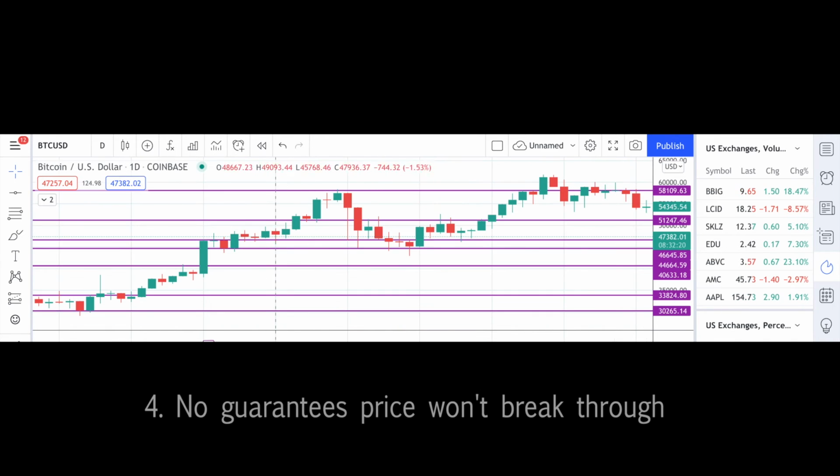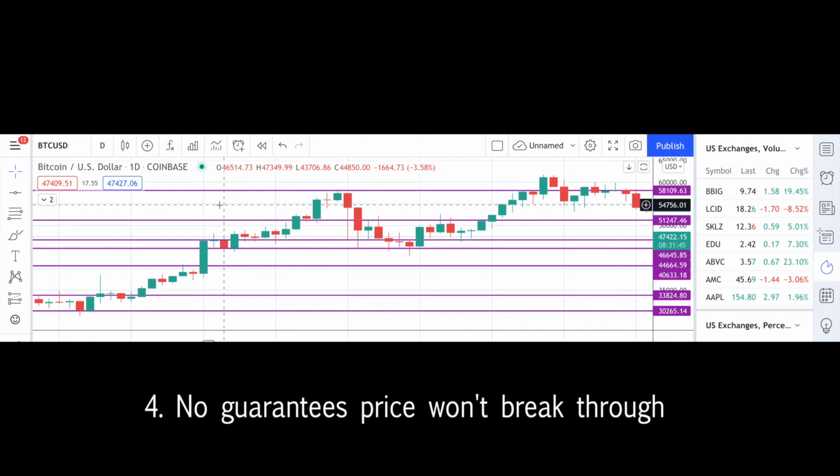All right, so for reason number 4, when it comes to support and resistance, there's no guarantee that price will not break through support and that it won't break through resistance. So what exactly do I mean by that? No one can predict the future, right? Nobody can predict the future. Trading is all about probability. You look for the highest, most probable setups. That's all. But there's no guarantees at all. Nothing's 100%.